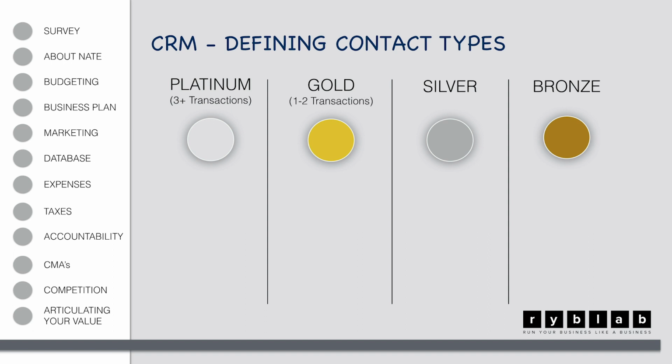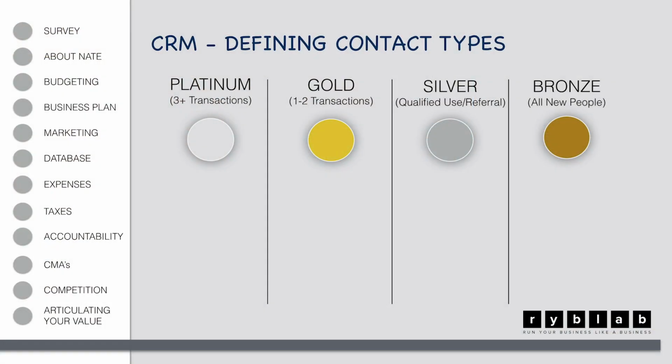A silver is someone who I have qualified would refer me or use me if they had the need to buy or sell. That means that I've actually asked them that question and gotten an answer from them that they would use me or refer me. Bronze are all new people that I meet that go into my database. And by using this type of tier system, I'm able to send the different levels specific marketing throughout the year, and it's very helpful for me.